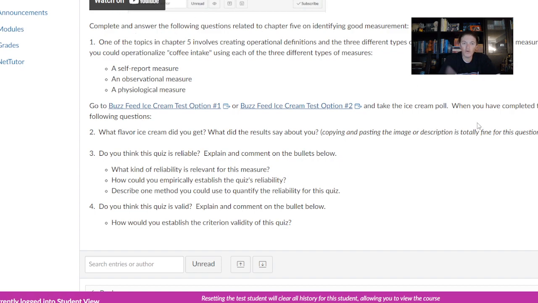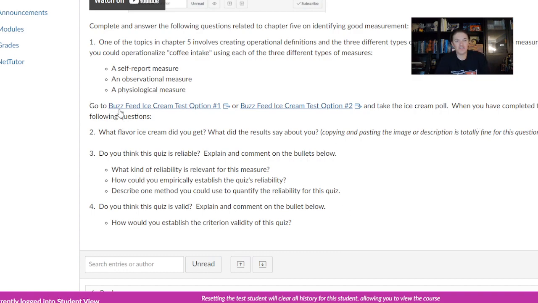So question 1, one of the topics in chapter 5 involves creating operational definitions and the 3 different types of measures that could be used to measure those operationalizations. So I want you to describe how you could operationalize coffee intake using each of the 3 different types of measures below. So if you were using a self-report measure, an observational measure, and a physiological measure, how could we operationalize coffee intake? So consuming caffeine or coffee.